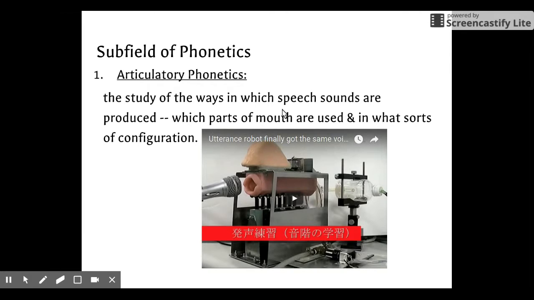Articulatory phonetics is the study of the ways in which speech sounds are produced. We need to know which parts of the mouth are used and in what sort of configuration. And actually, articulatory phonetics can be directly applied to speech synthesis. It means that we use machines to produce human language sounds.